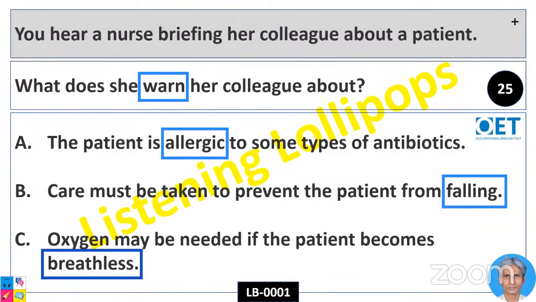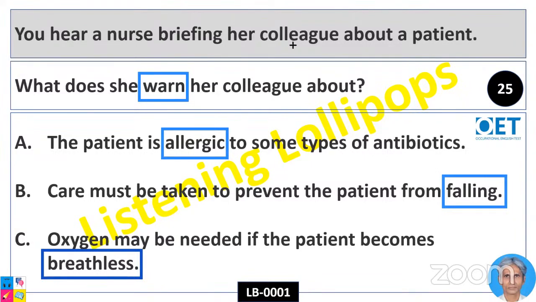Next, care must be taken to prevent the patient from falling. The patient may fall. If he falls down, maybe he will break his bones or he may get hurt. So what are you supposed to do? You have to safeguard him. He should not fall down. So falling is the problem.